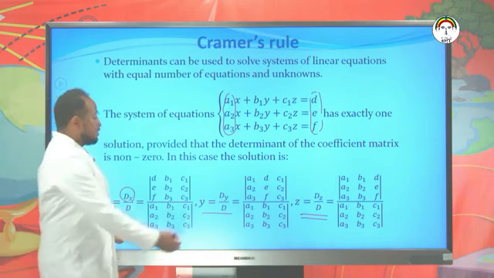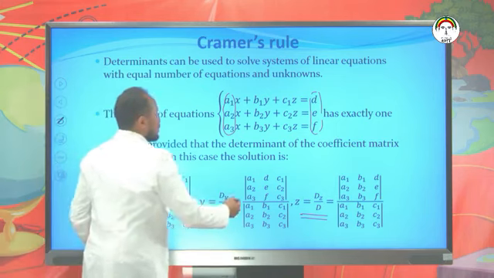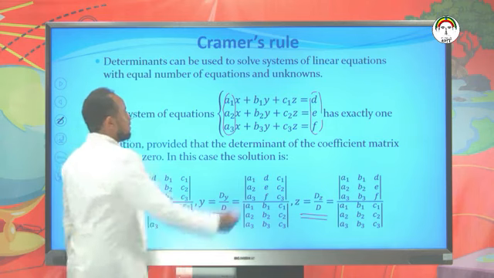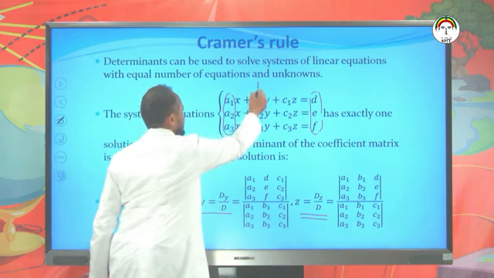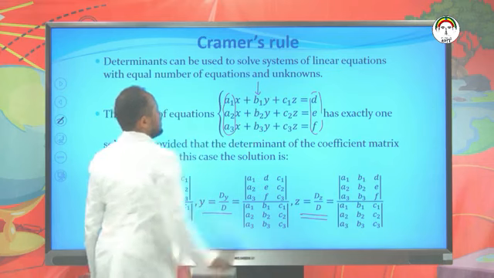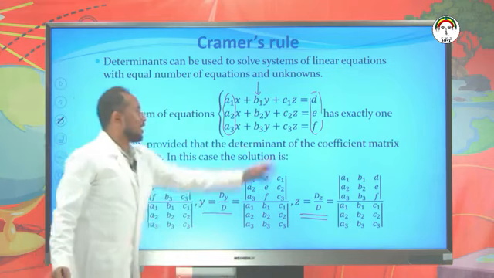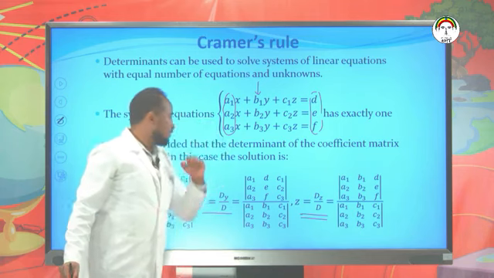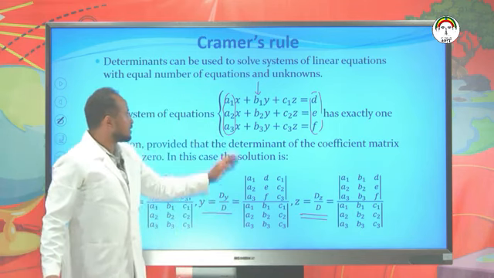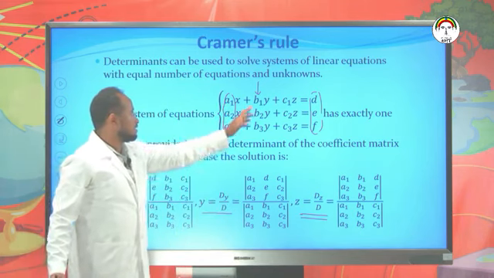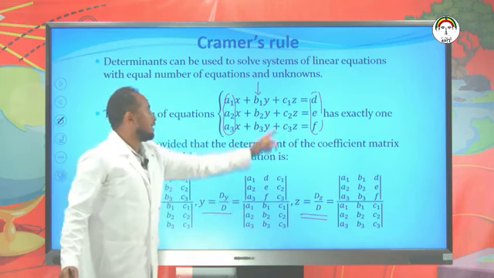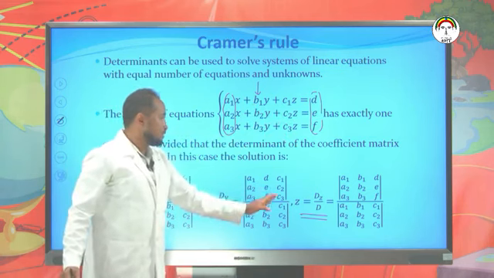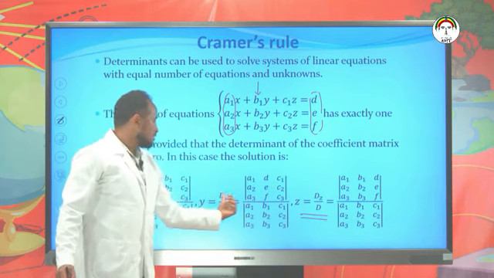Similarly, dy is also the coefficient matrix a little bit modified: the determinant of the coefficient matrix obtained by changing the coefficient of y by this column. Therefore, dy is equal to a1, a2, a3, then the column changed by the solution, d, e, f, and then c1, c2, c3. The determinant of this is dy.